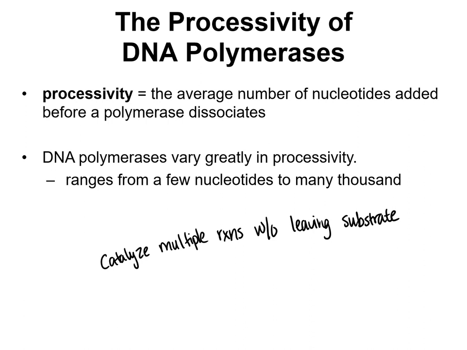Processivity is the average number of nucleotides that are added before a polymerase dissociates. This amount varies greatly among DNA pols. It can go from a few nucleotides to thousands of nucleotides. And what we'll see is that these enzymes on their own have more limited processivity, but when they are in a complex, it enhances their processivity so that it makes the process of DNA replication not take forever.